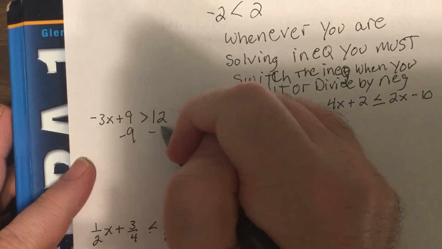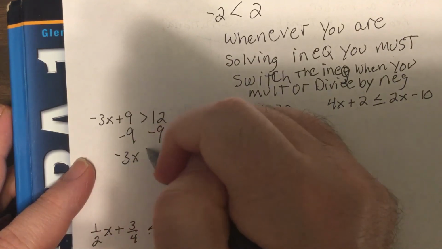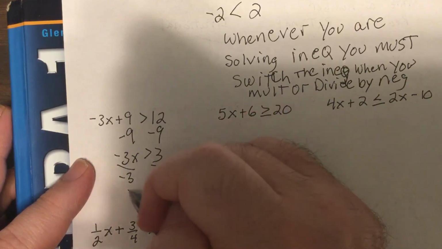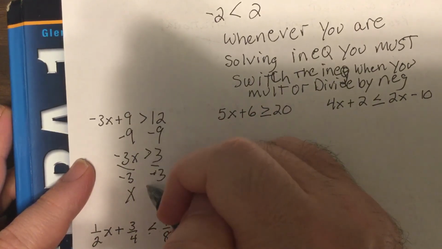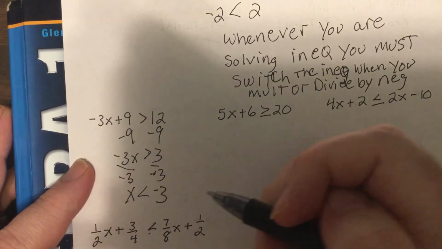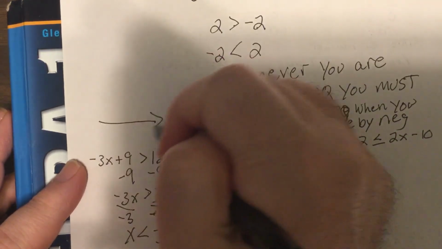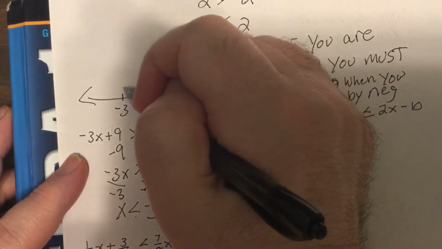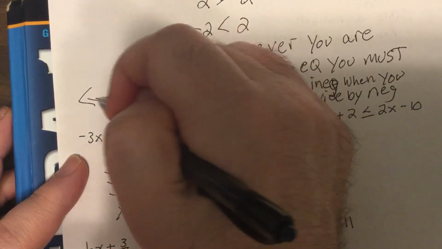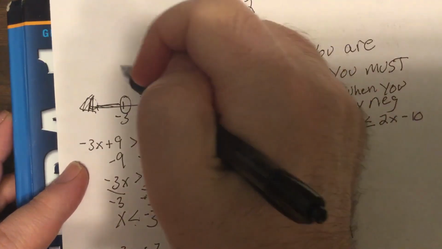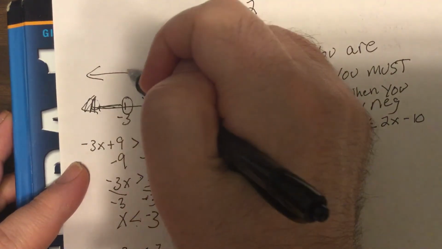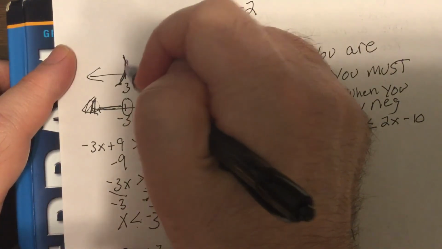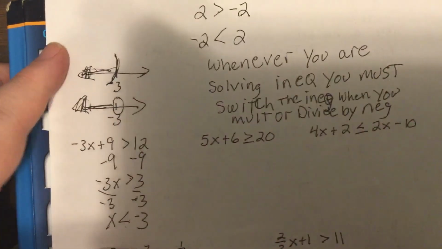To solve it, subtract 9, negative 3x is greater than 3, divide by negative 3. So I'm dividing by a negative, so I switch the inequality. Now to graph it, you just put the number you solved. Now there's no equal, so I'm going to do an open dot, and I want smaller, less than, so it goes this way. Now in upper level math, and you can do it this way also, they use a parentheses. Kind of looks like Star Wars.